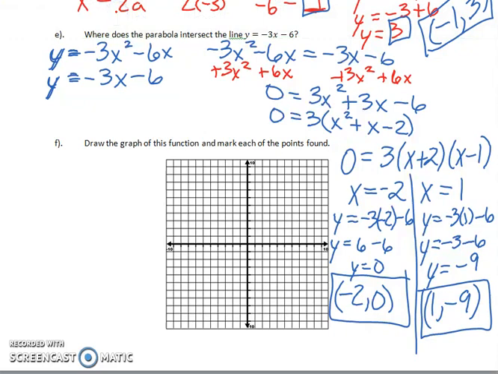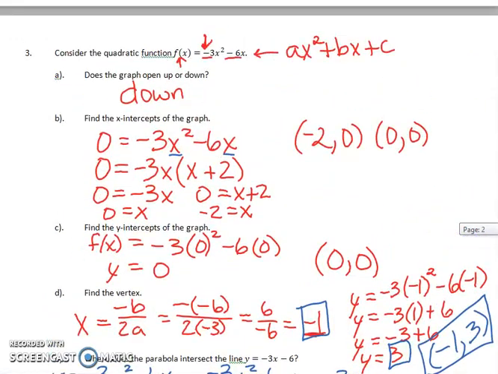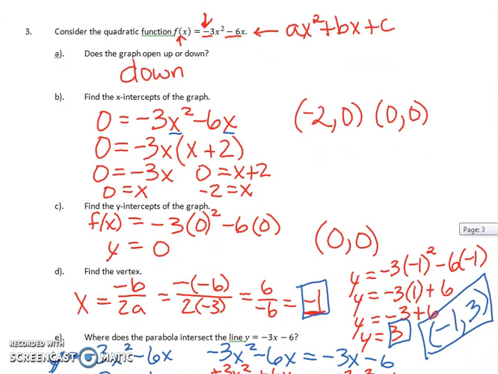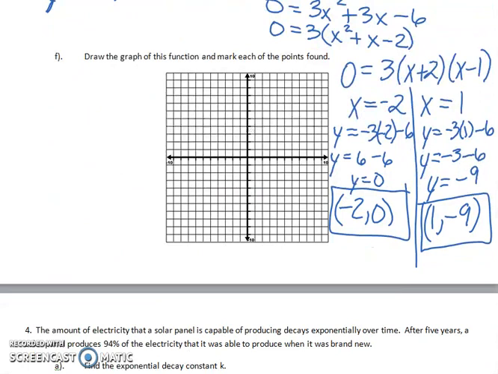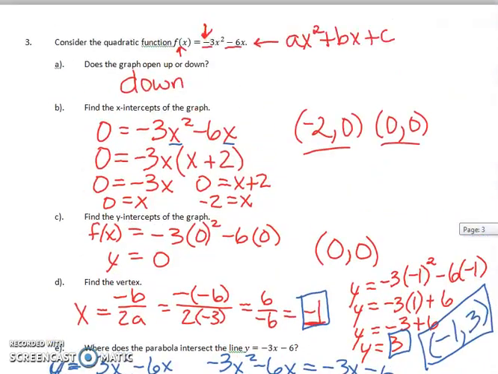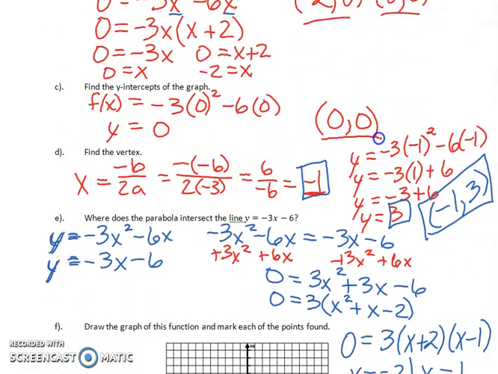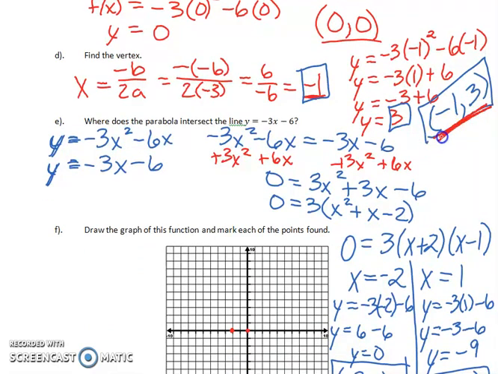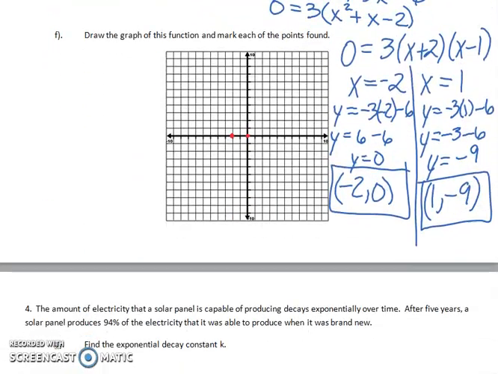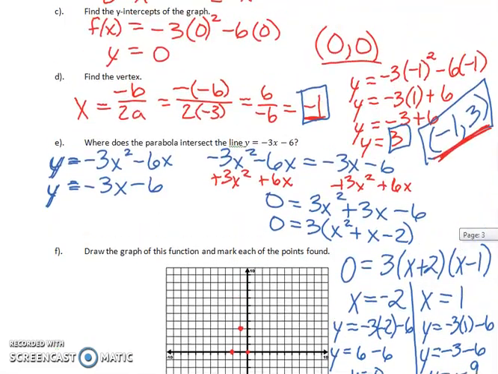So I need to graph then all these points up above that I found. I need to graph my 2 zeros at -2, 0, and 0, 0. So I've got -2, 0, and I've got 0, 0. I need to graph my y-intercept, which right now my y-intercept's already graphed because it was the same as the x-intercept. I need to graph my vertex. My vertex is -1, 3. So -1, 3.